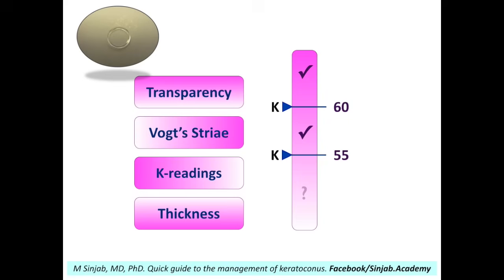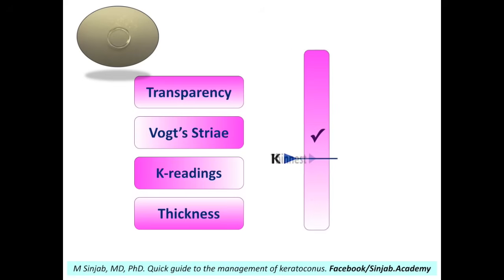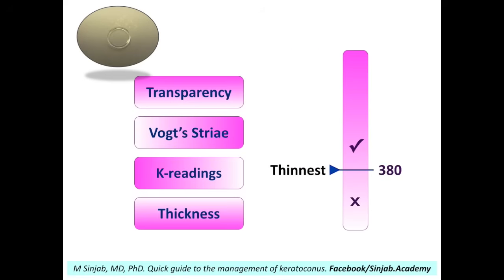Why? Because the Myoring has a very high effect on K reading. The Myoring reduces the K readings by about 10 diopters. So when the K readings are less than 55 diopters, then we are going to flatten the cornea, and this should be avoided. Myoring should not be implanted when the thinnest location is less than 380.